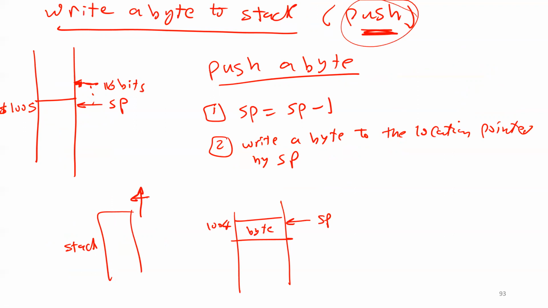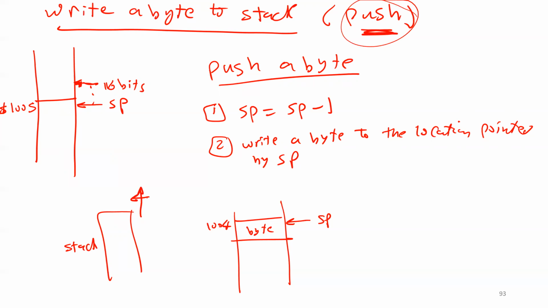Okay, assuming this is a stack, SP is here. I want to write a byte. So number one, I have to decrement SP by one, so that SP is going to point at an empty location. Then I'm going to write this byte at this location. Yes, I'm done. You got it? Any questions?